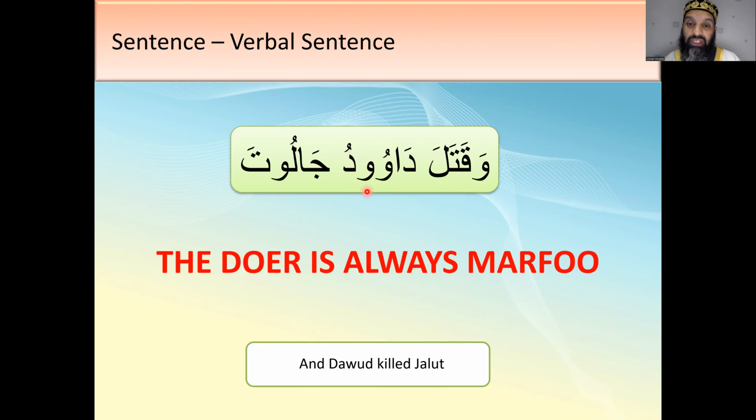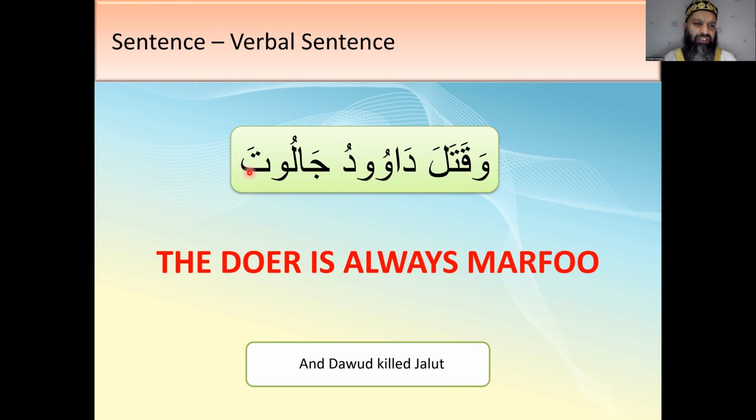So Dawood is the one who did the killing. When it says, and he killed, who killed? Look for the marfu word. Oh, Dawood is marfu. Dawood did the killing. And Jaluta, Jalut didn't do the killing, because it's not marfu. The doer of the verb is marfu, and the thing that the verb is done to is mansub. So Jaluta means that he was killed by Dawood.